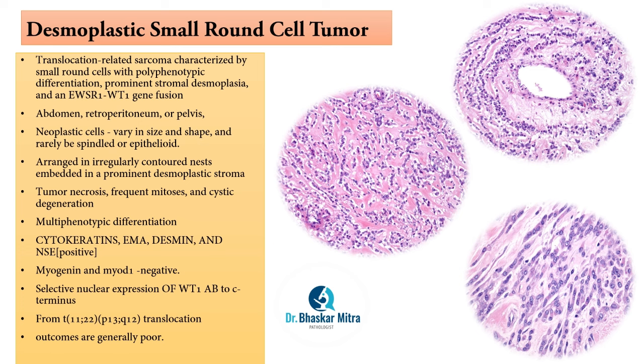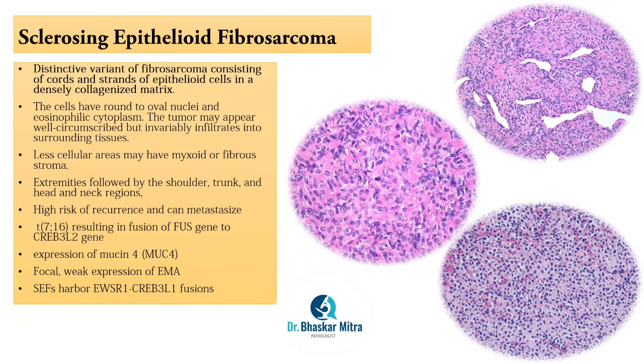The characteristic immunohistochemistry among these cells is the presence of WT1 antibody positivity, especially against the C-terminal end. So there are small round cells with the presence of a sclerotic desmoplastic stroma around these tumor cells. The prognosis of these tumors is generally poor.